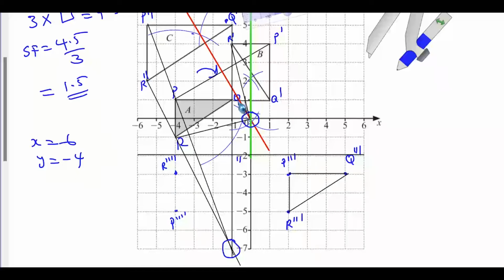For point Q, let's count 1, 2, 3. Then let's count 3 again: 1, 2, 3. So the point will be here. That will be Q prime prime prime prime. Of course, we can easily count the distance between P and Q. This is P here, then automatically Q will be here. So this is 1, 2, 3, and this will be 1, 2, 3. Let's connect them together. This and this, this and this, and finally this and this.